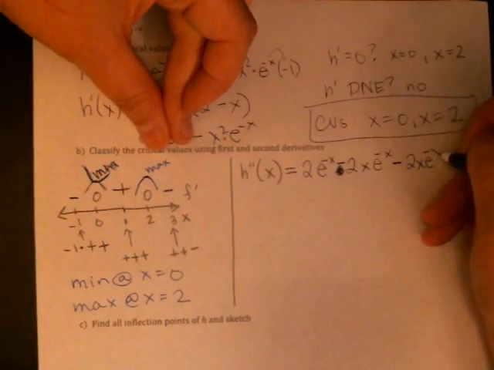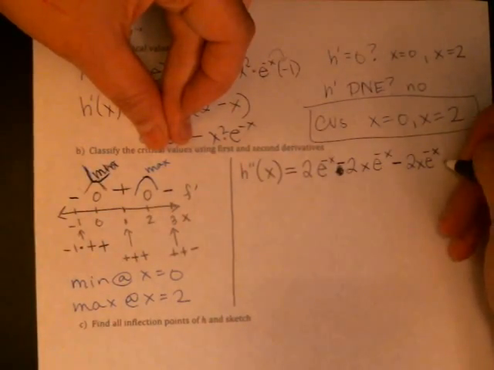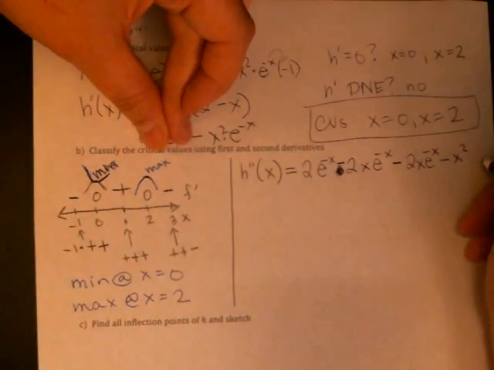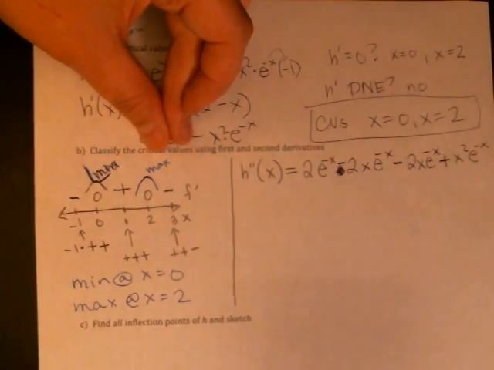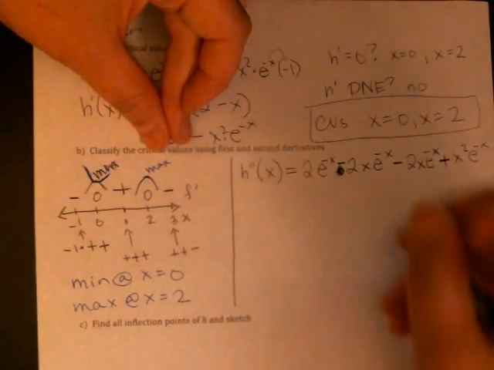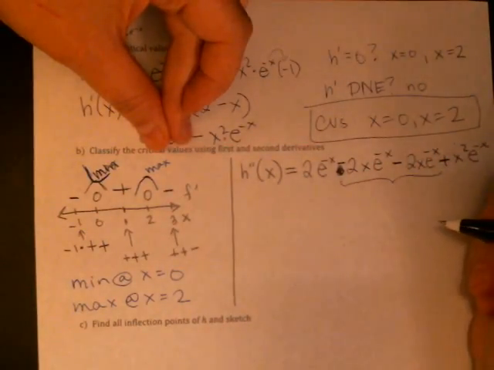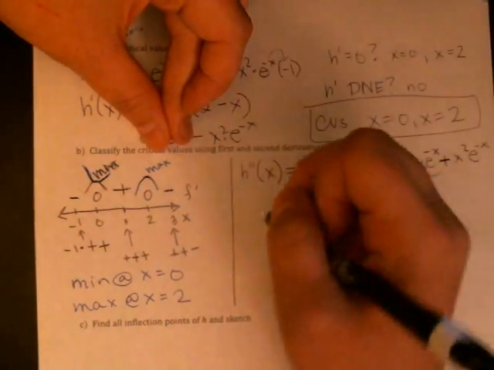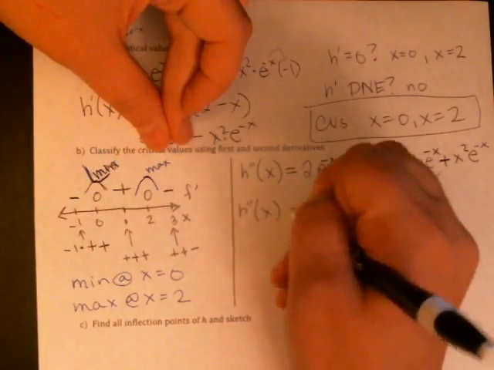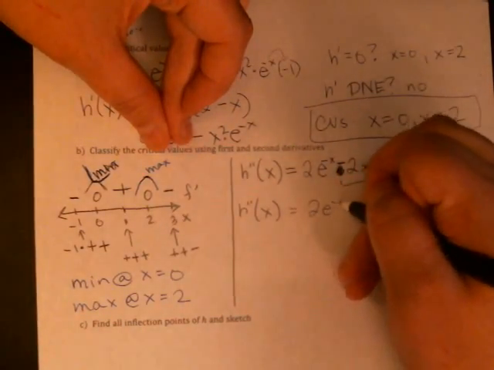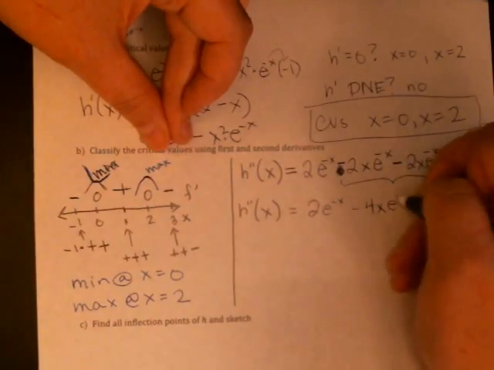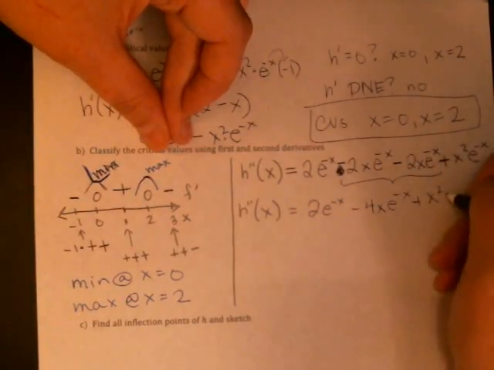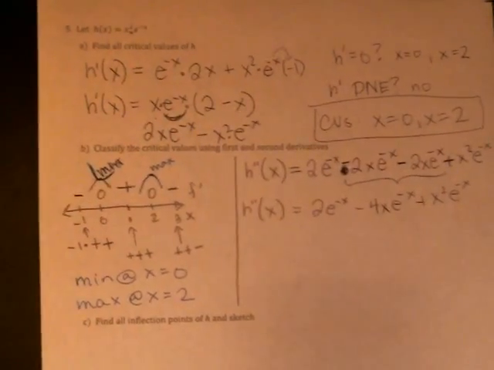So negative 2x e to the negative x. And then I'm going to take that negative x squared and multiply it by the derivative of e to the negative x, which is e to the negative x multiplied by a negative 1. That'll make that a positive. And I can simplify a tiny bit. Right here, the negative 2x e to the negative x minus 2x e to the negative x, those are like terms. So I can say that that is 2e to the negative x minus 4x e to the negative x plus x squared e to the negative x.